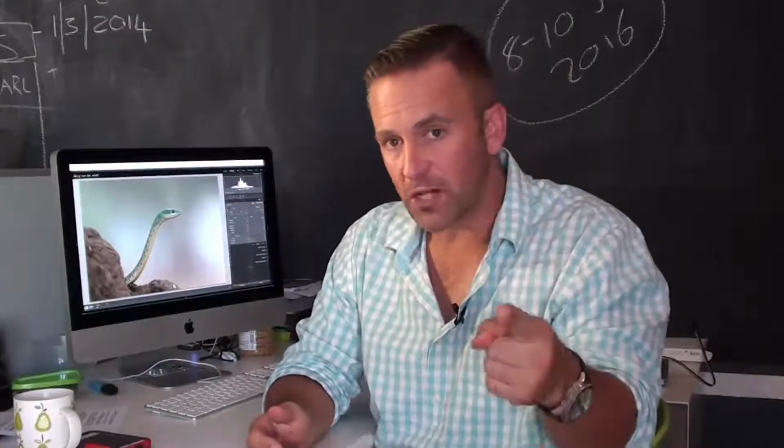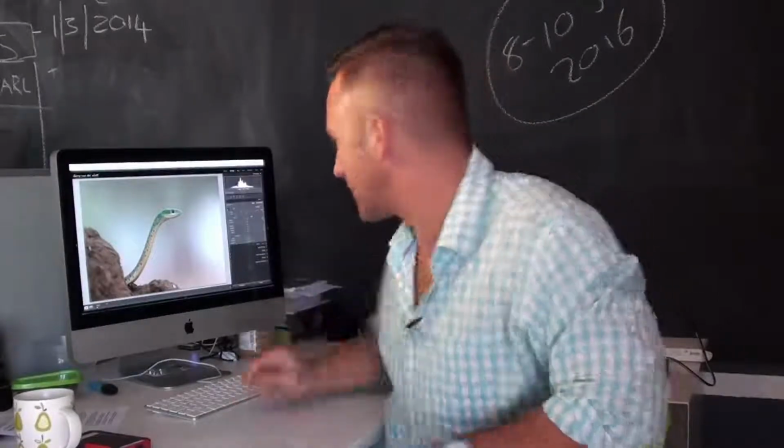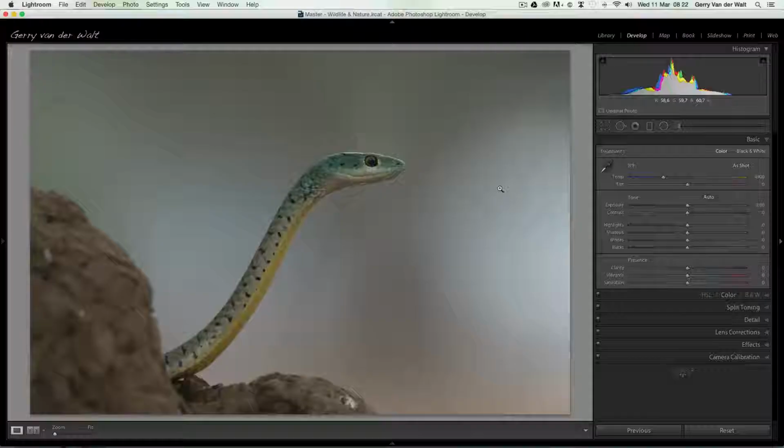So, your question is, how do you process this particular image? I'm going to show it to you now. And obviously it's raw, so there's dust spots. We'll quickly take those out. But then how do you fix the area to the right of the snake? Check this out. So, this is our image.